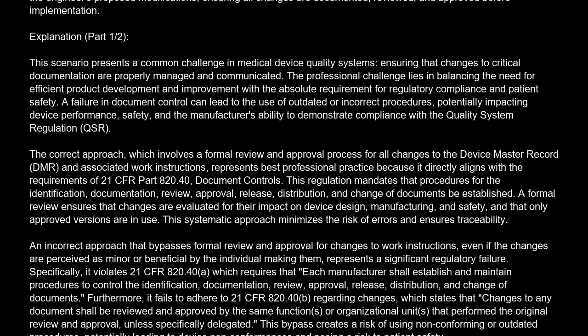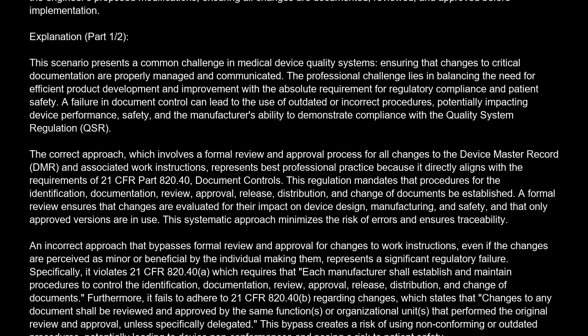Correct answer is D. Immediately revert to the last approved version of the work instructions and initiate a formal change control process for the engineer's proposed modifications, ensuring all changes are documented, reviewed, and approved before implementation. Explanation. This scenario presents a common challenge in medical device quality systems, ensuring that changes to critical documentation are properly managed and communicated. The professional challenge lies in balancing the need for efficient product development and improvement with the absolute requirement for regulatory compliance and patient safety.